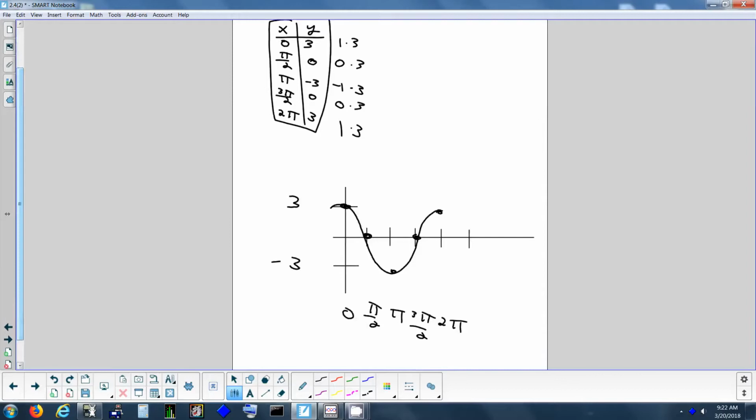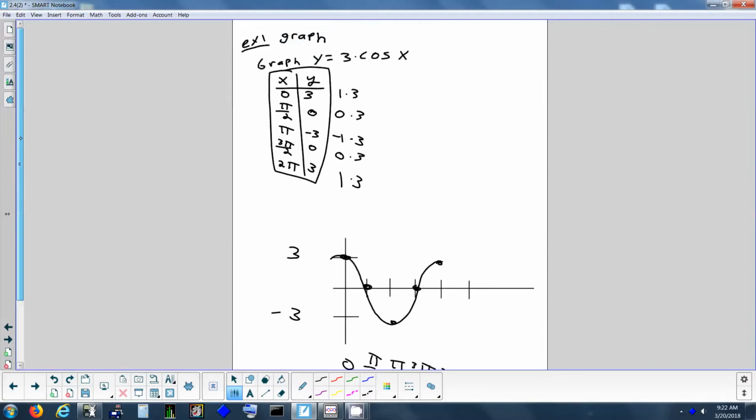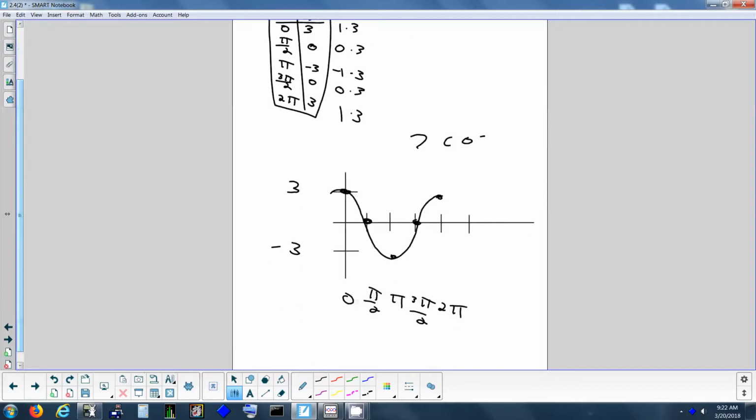Now, you might start to notice a pattern that every single cosine graph I draw for this part of the section is going to look the same. The reason is I'm going to change my scale. If you wanted me to graph 7 cosine x, instead of 3 cosine x, I would draw the exact same picture. The only thing I would change is that. Now you have a picture of 7 cosine x. So all my graph pictures are going to look the same. I'm going to change my scale.